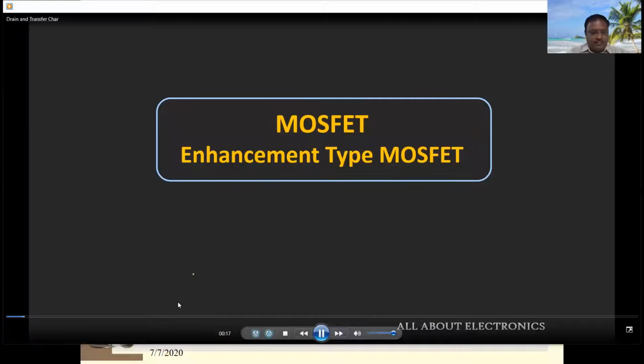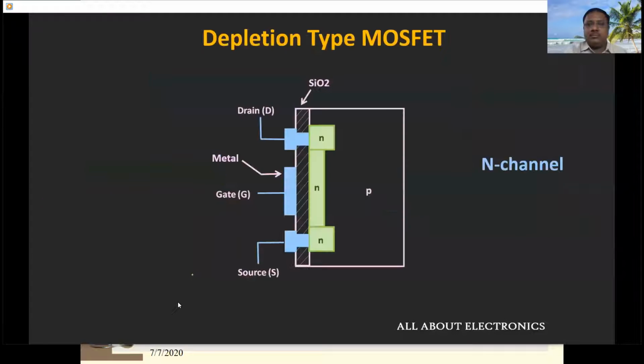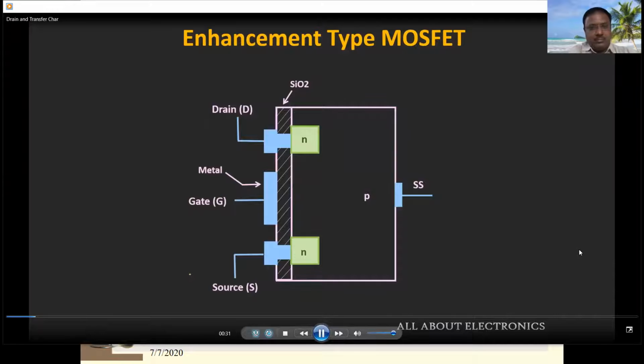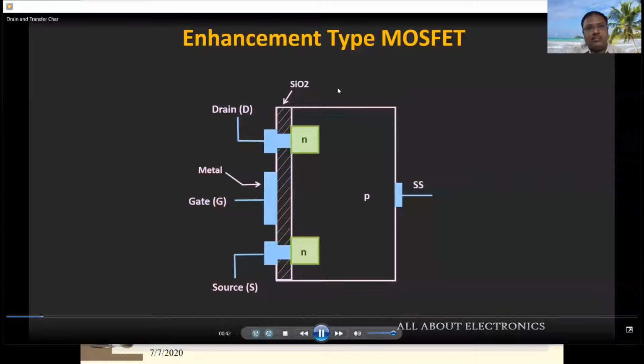In this video, we will learn about the construction, working and the characteristic of the enhancement type of MOSFET. Now, if we talk about the construction, then in some aspects, it is similar to the depletion type of MOSFET. So if we see the construction of the N-channel enhancement type of MOSFET, then the substrate is made up of P-type material, and through the metallic contacts, the drain and the source terminals are connected to this N-type material.